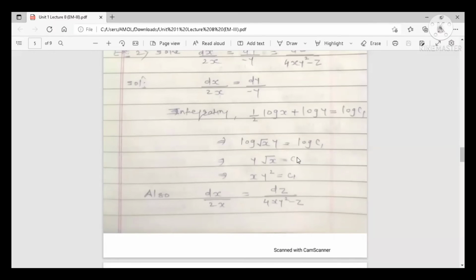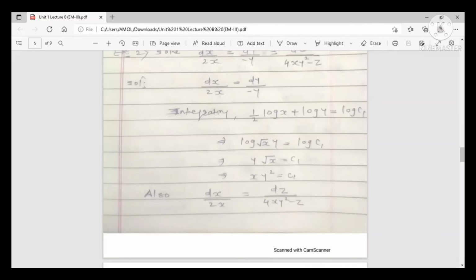Suppose the previous one is C1 dash, then you will get C1 here. If it is C1 previous one, then you give a new name, C1 dash, to the new constant. Because it is an arbitrary constant, you can write any letter here, but remember it is a constant term. So x y square is c1. This is one set of solution, x y square is equal to c1.